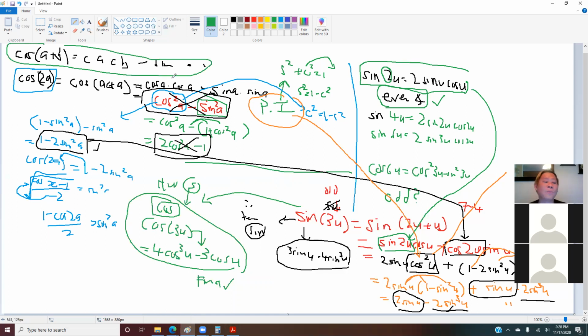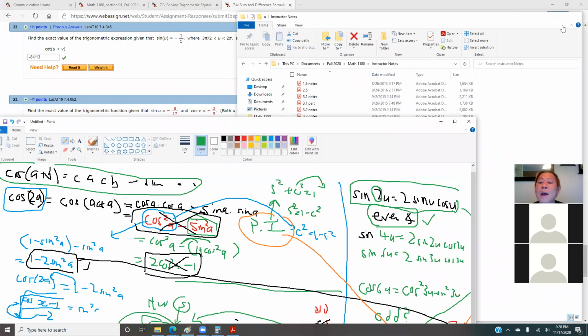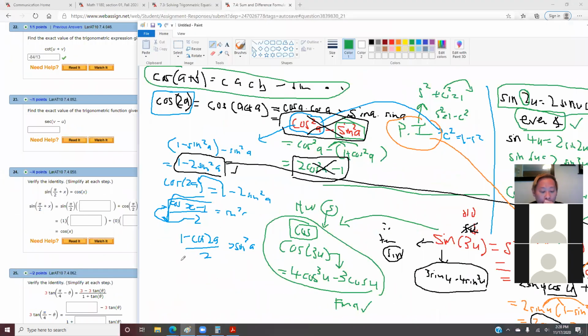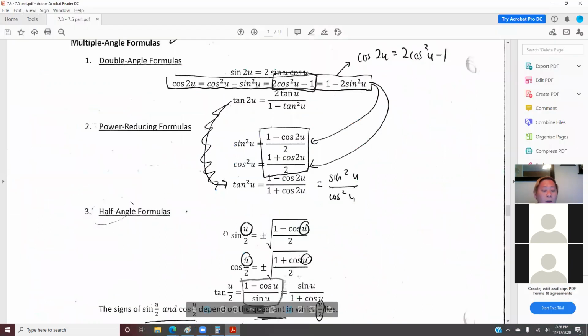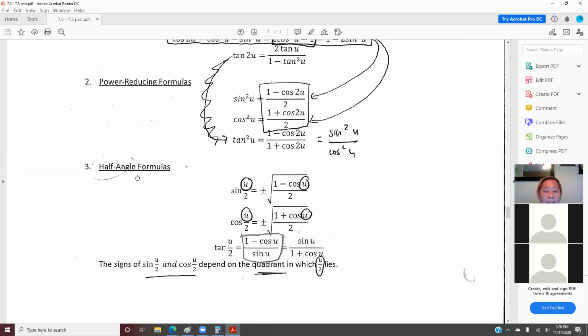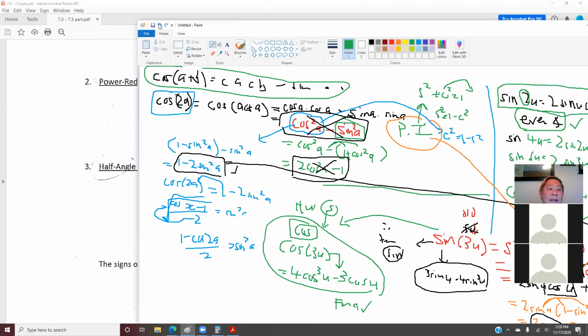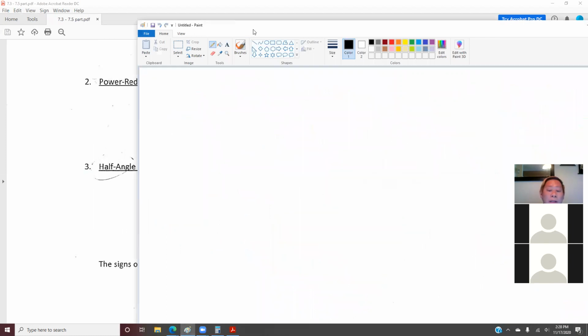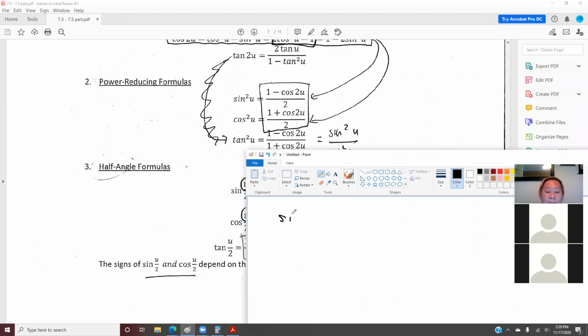Okay, so this is what we call the double angle formula that we're talking about. The power reducing formula is to reduce your power. And then we have a half angle formula. This half angle formula came from your power reducing formula. For example, if you have a power reducing formula, sine squared u is, let's say, 1 minus cosine 2u over 2.